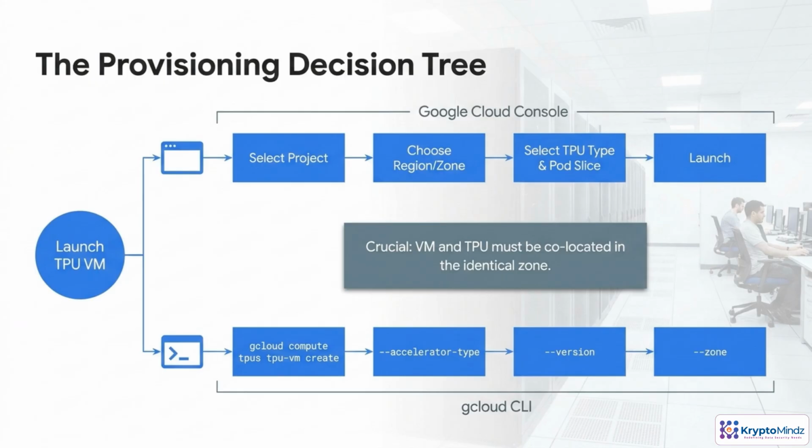Provisioning a cloud TPU effectively creates two resources: a TPU device and the VM that drives it. They must be in the same zone. If they're not, the configuration won't work. Whether you use the console or gcloud, the decisions are the same. Choose the project, region, and zone, pick the TPU type and size, then launch. The command line just exposes those choices as flags, but the underlying flow is identical.